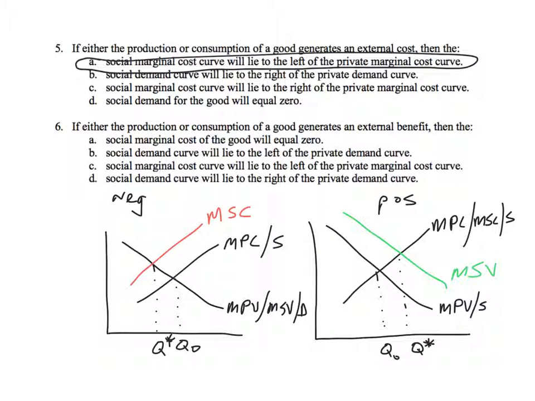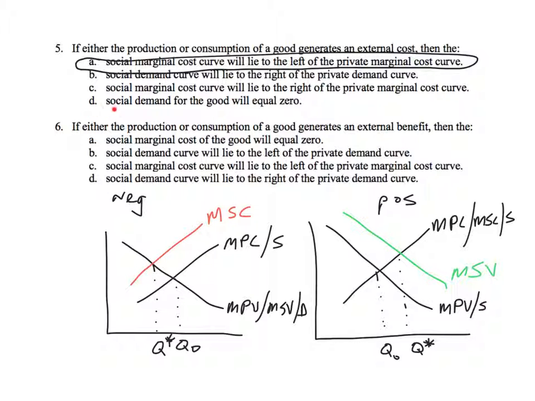I guess we can go through and make sure that none of the other choices is correct, too. Social demand curve will lie to the right. No. Even though the negative externality might result from consumption, it doesn't matter. If it's an additional cost, we model this as a social cost that's higher than the private cost. Social marginal cost curve will lie to the right of the marginal cost curve. No, we see here it's to the left.